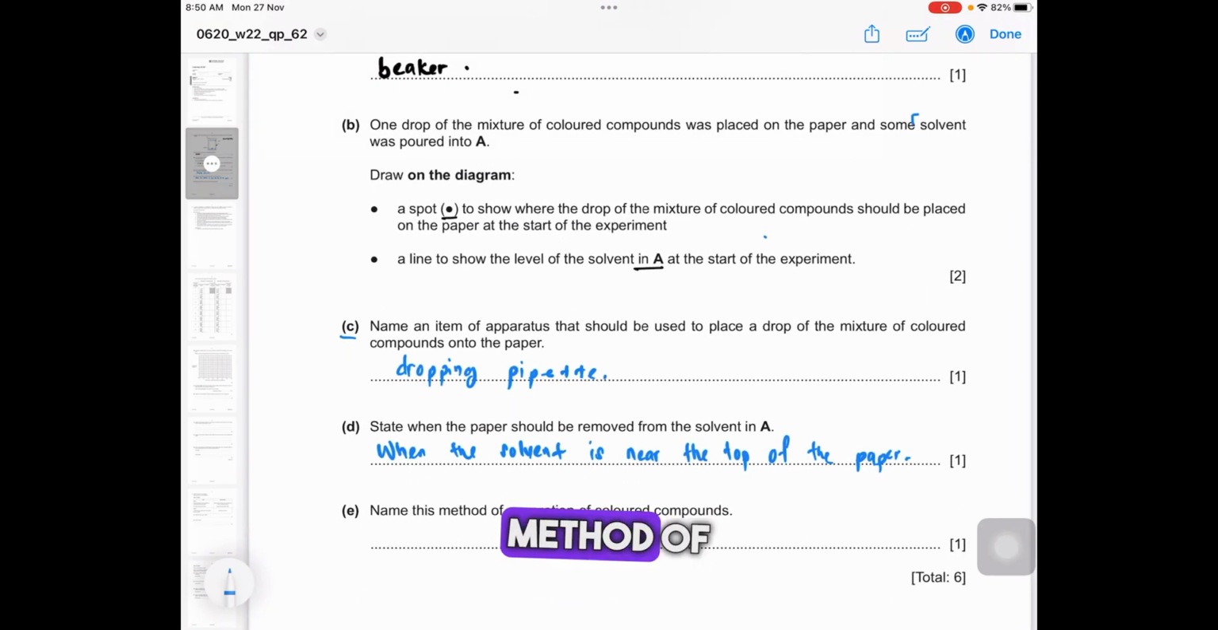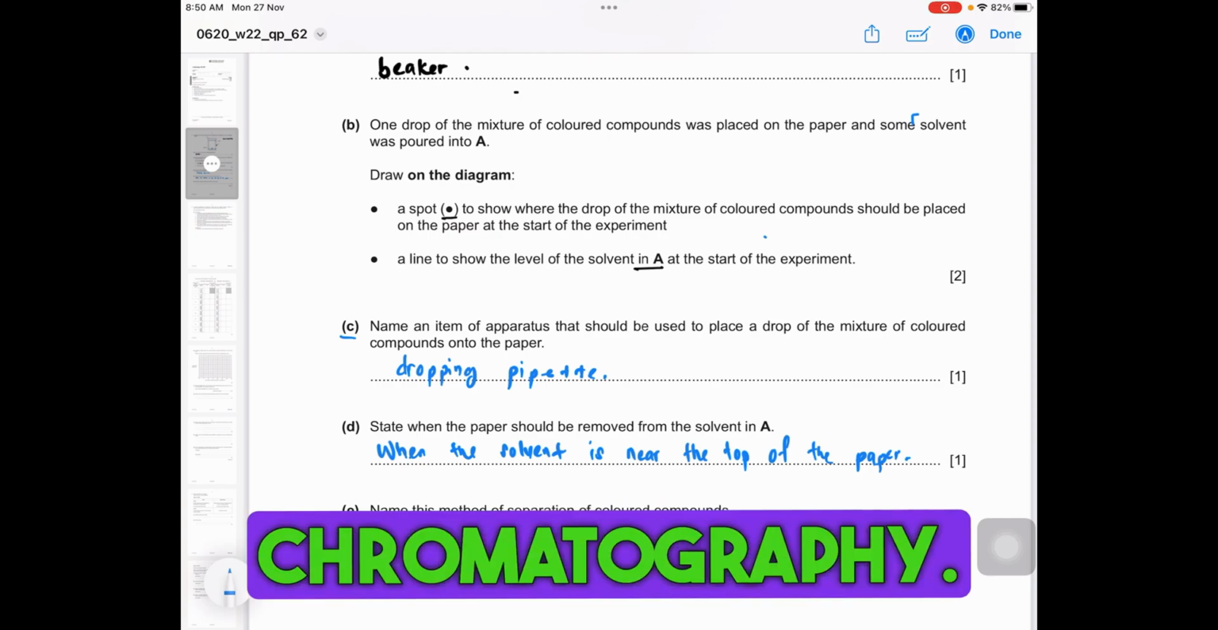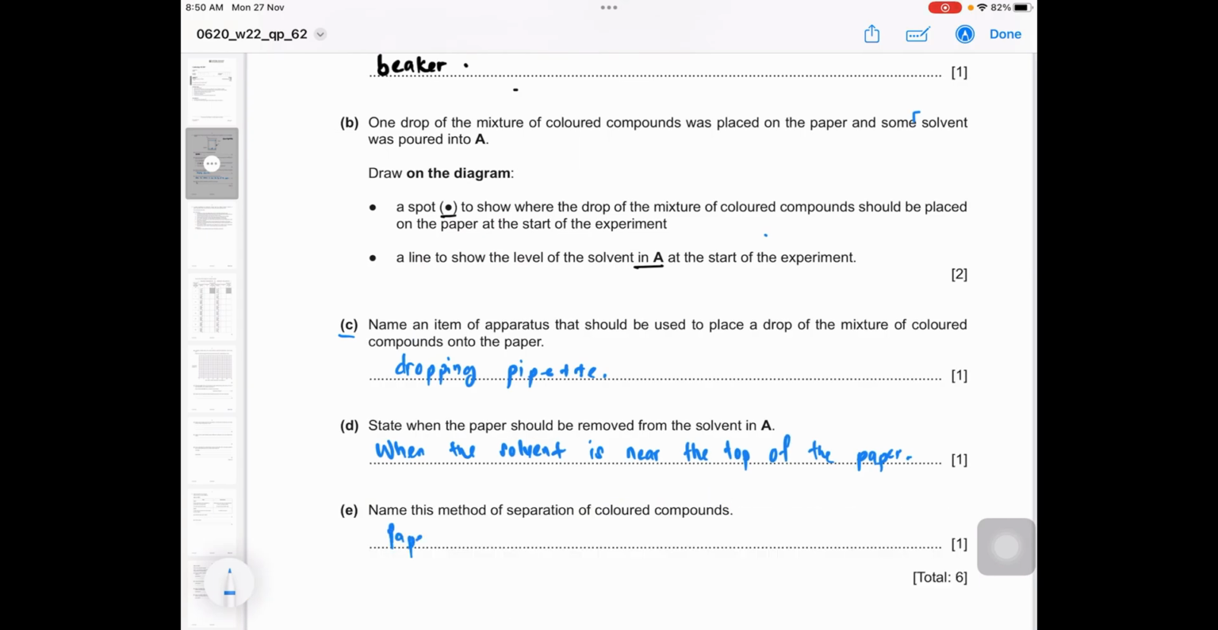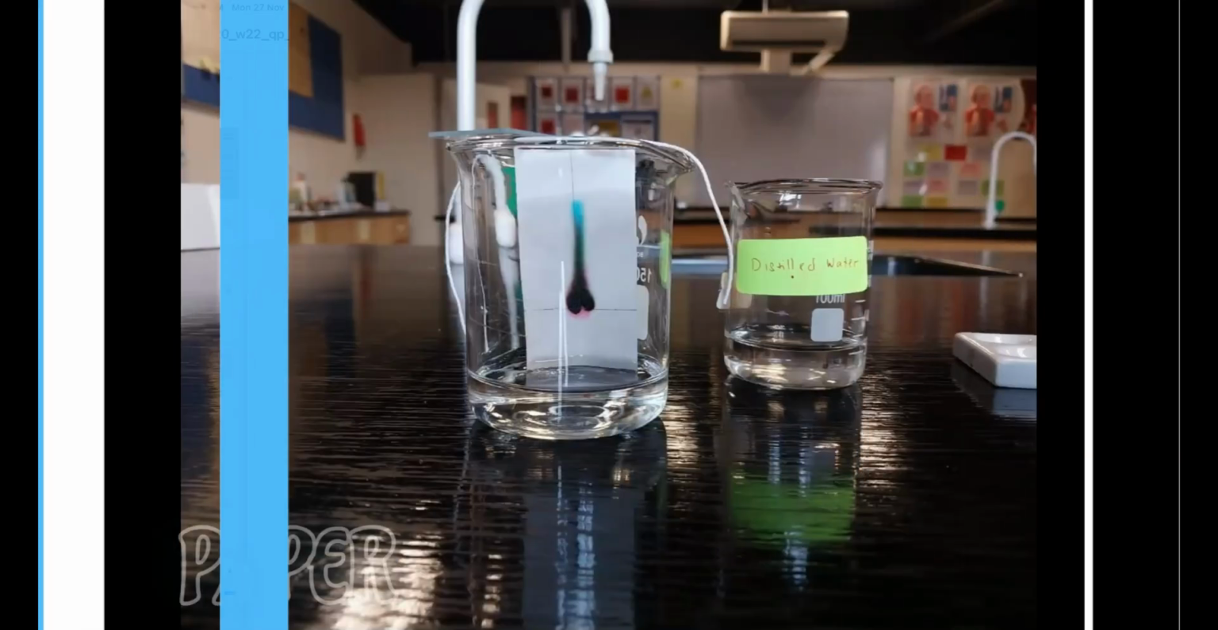Name this method of separation of colored compounds. This method we call paper chromatography. Now we will see how this experiment works.